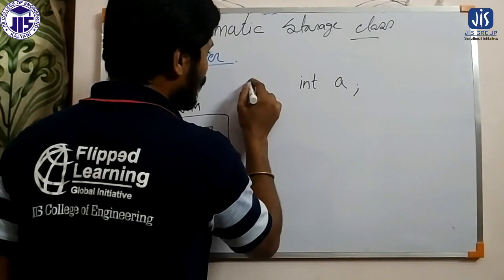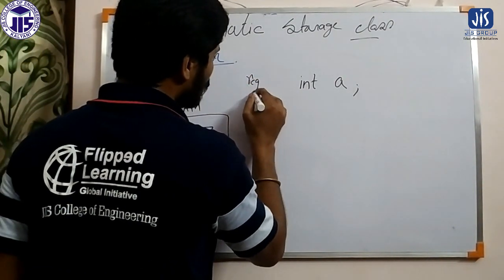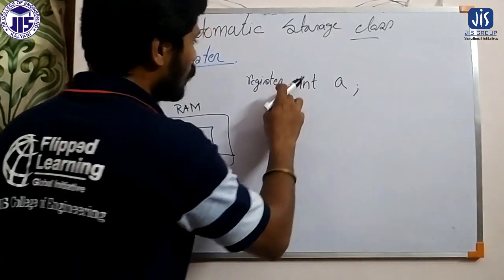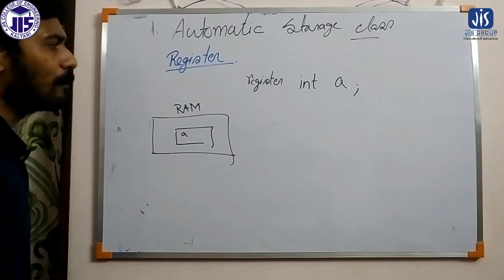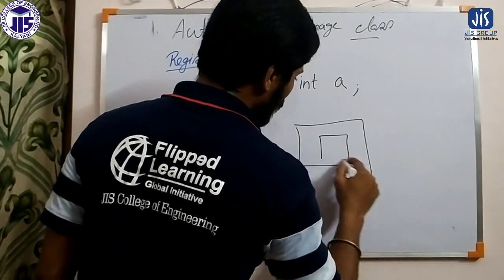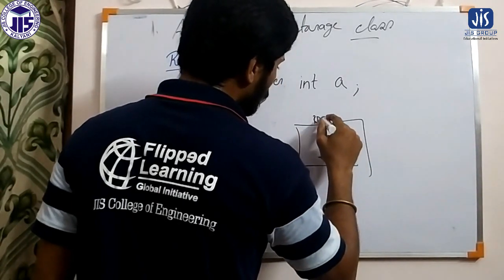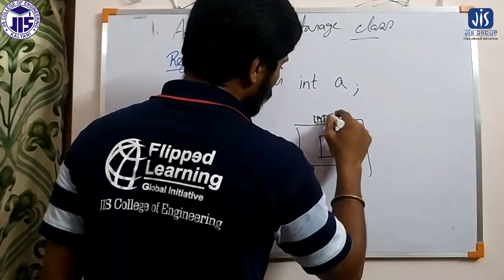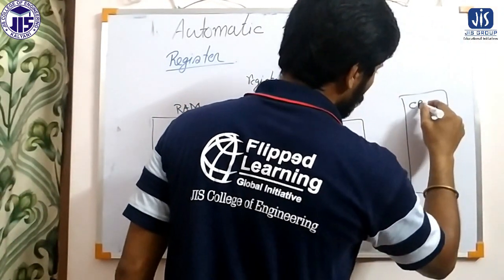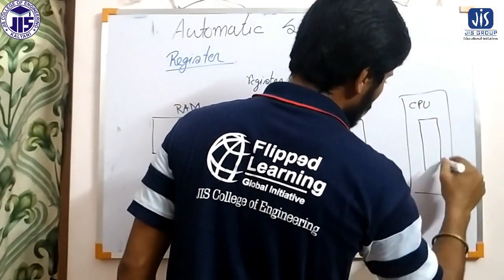Now if I just write the keyword register, then what will happen? For this variable, this is RAM. From here, this is my CPU. These are internal registers of the CPU.